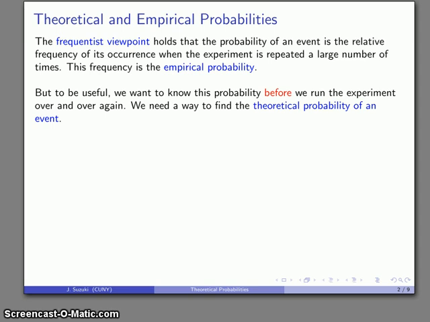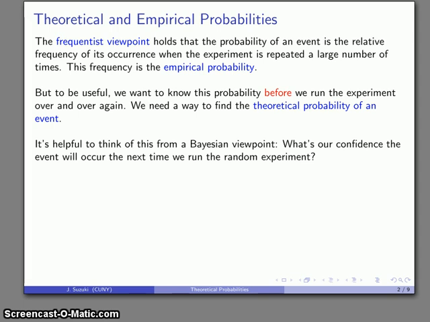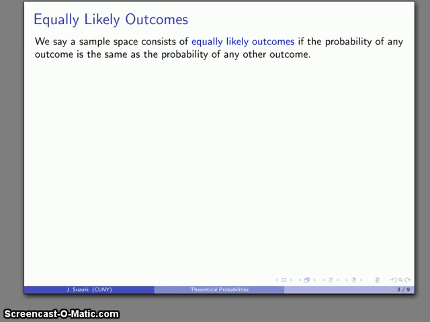And again, here's where having that second viewpoint of probability is useful. If I think about this from a Bayesian viewpoint, the question that I want to answer is, what's our confidence that the event will occur the next time I run the random experiment? And there's a couple of ways we might do this. To begin with, let's introduce a new idea, which is a sample space that consists of equally likely outcomes. The definition is that the probability of any one of these outcomes in our sample space is the same as the probability of any other outcome. And that either means, if you are a frequentist, that the outcome will occur as often as anything else, or if you are a Bayesian, that your confidence that the outcome will occur is the same for that outcome as it is for any other outcome in the sample space.